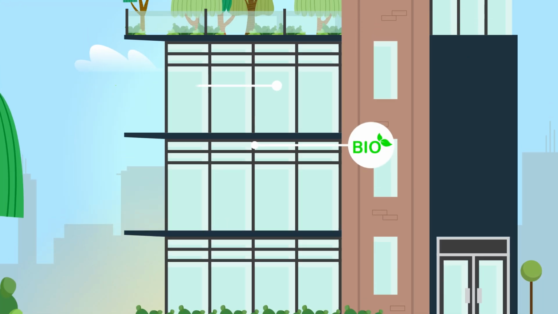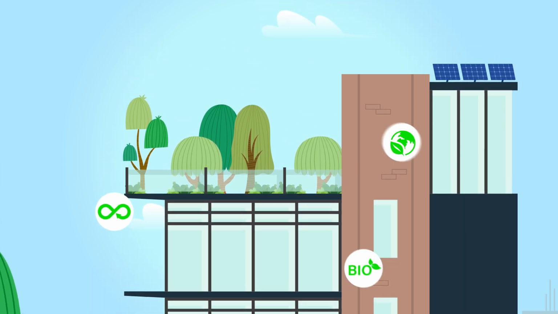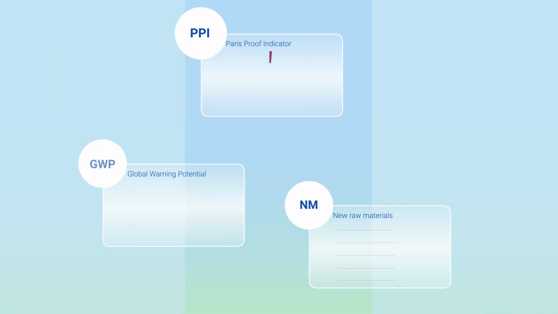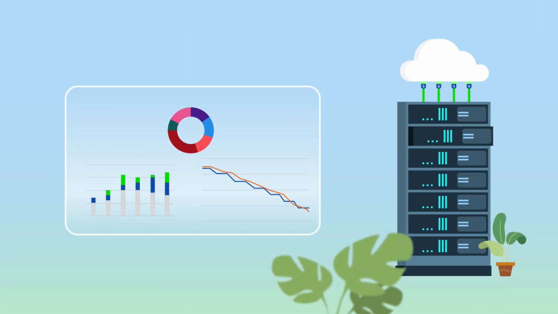There are various indicators to measure the sustainability value of a building and its materials. With dedicated software, you can calculate these indicators using automated access to national environmental databases for up-to-date material scores.